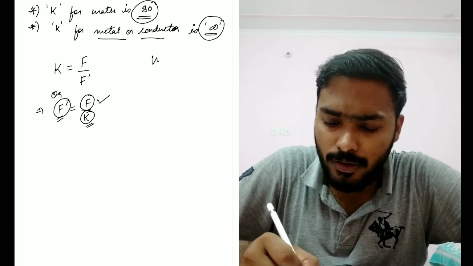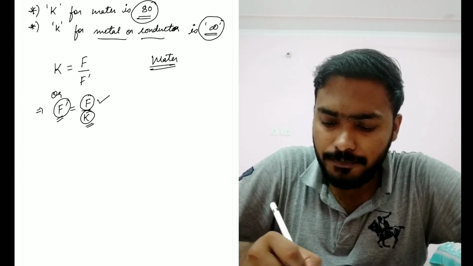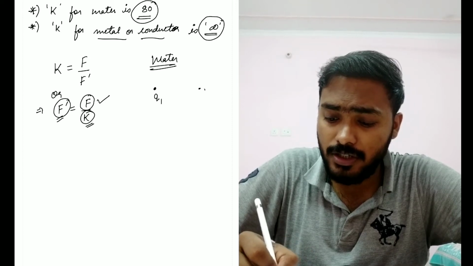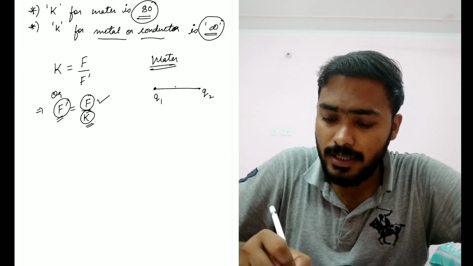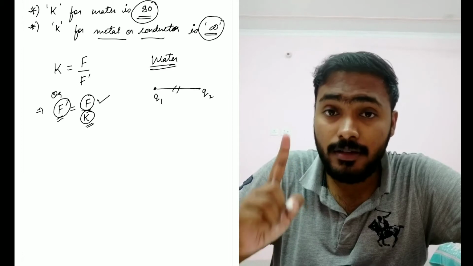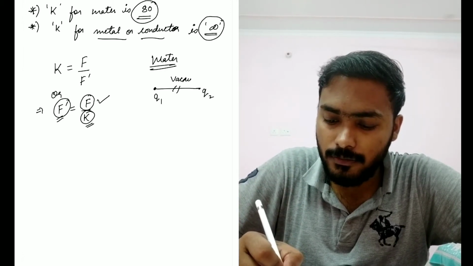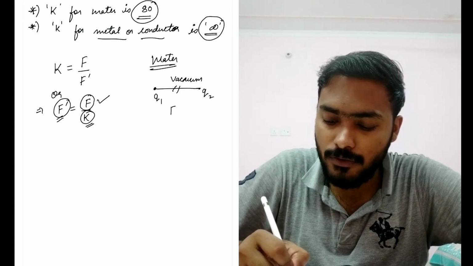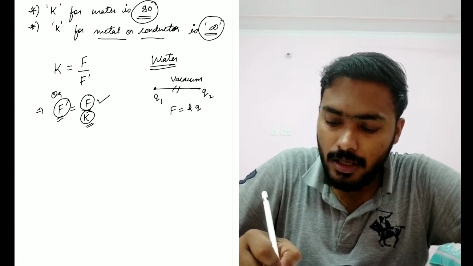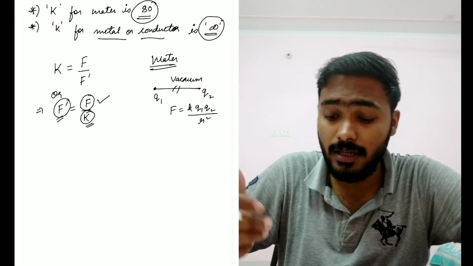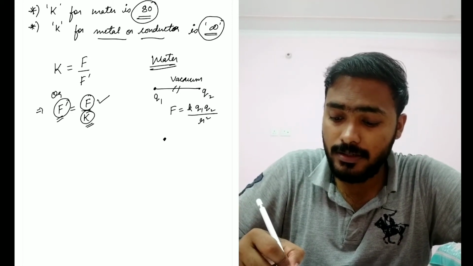Let's take an example of water itself. So you have a charge Q1, you have a charge Q2. When vacuum was there, the force of interaction was coming out to be K Q1 Q2 upon simply R square. Very simple. The moment water is introduced in between, let's say there is water in between.